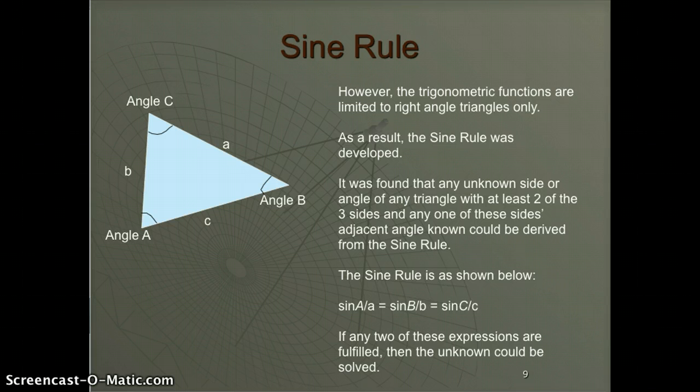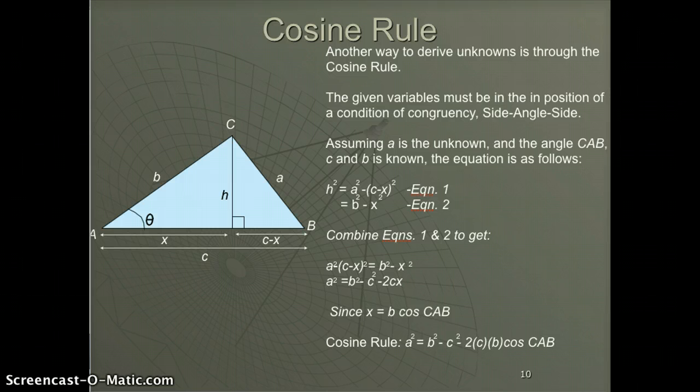Lastly, there is the cosine rule. This is another way to derive unknowns in a triangle. The given variables must be in the condition of congruency, side angle side. Assuming a is the unknown, and the angle CAB is known, the equation is as follows: a squared equals b squared plus c squared minus 2 times c times b times cosine CAB.